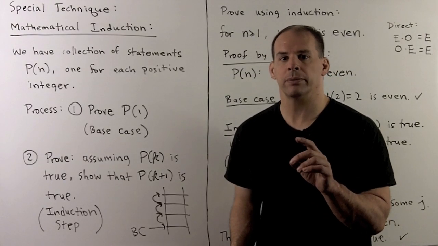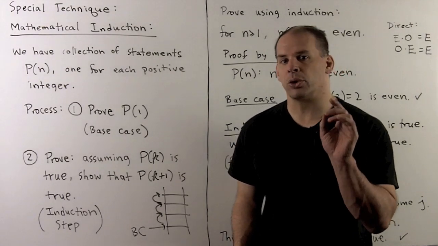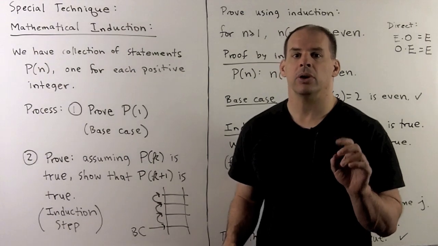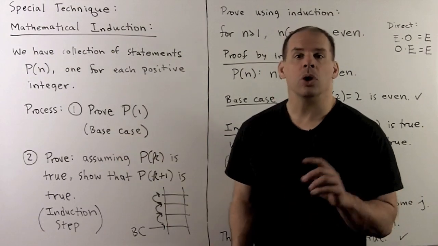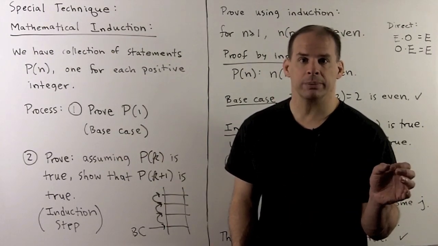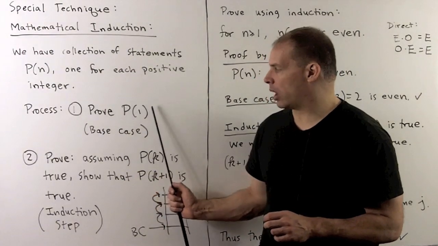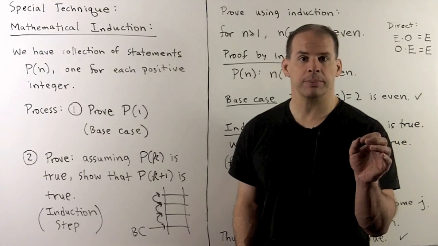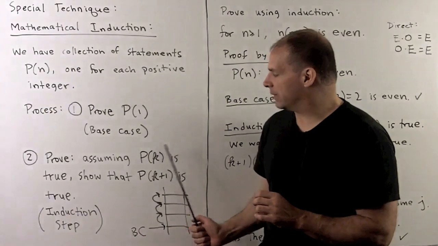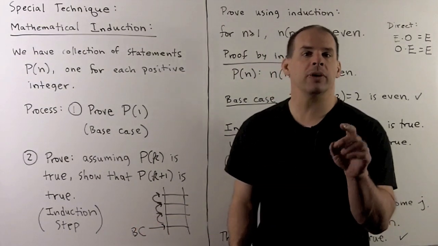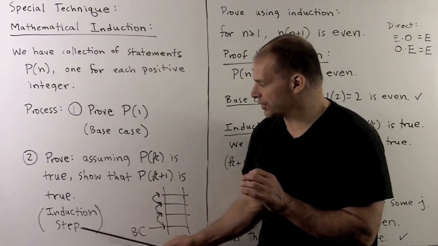For our final method of proof, we have mathematical induction. Now, induction is only going to apply to certain types of theorems. For these, we'll want to prove a collection of statements, P of n, where n ranges over the positive integers. Then our procedure is, first we're going to prove P of 1. We'll call this the base case. Then we're going to want to show, okay, assuming that P of k is true, we want to prove that P of k plus 1 is true. So this is what we call the induction step.